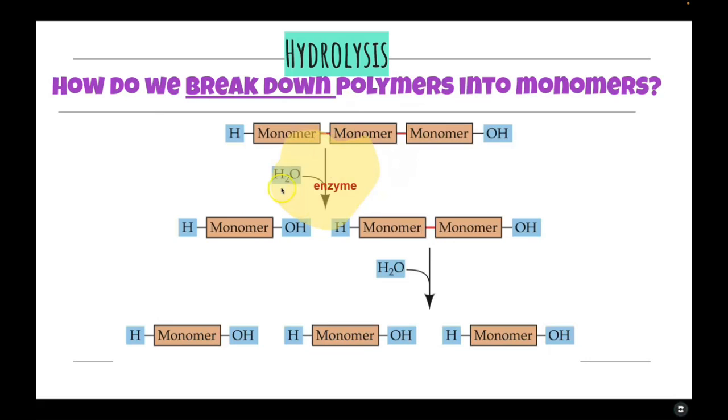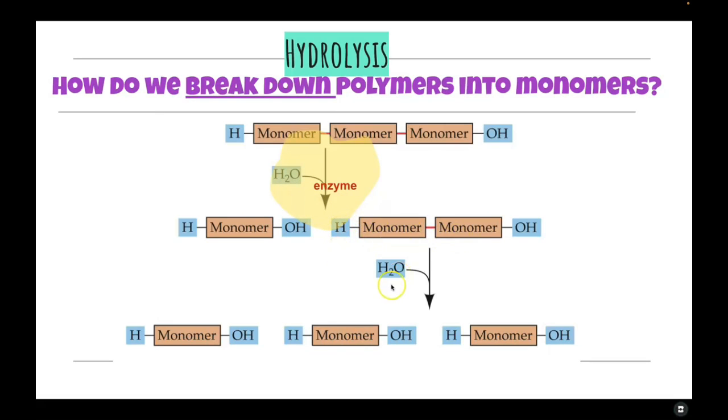Water molecules are going to approach. So you need water, and the reaction is going to split the water into a hydroxyl, remember, hydroxyl is OH, going to one monomer, and hydrogen going into another monomer. So here you can see you start off with one hydrogen and one hydroxyl, but here the water is going to split into a hydroxyl and a hydrogen, to two different monomers.